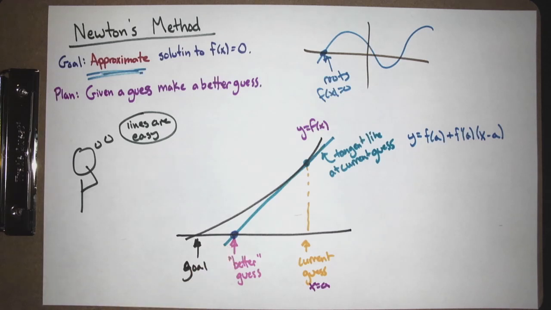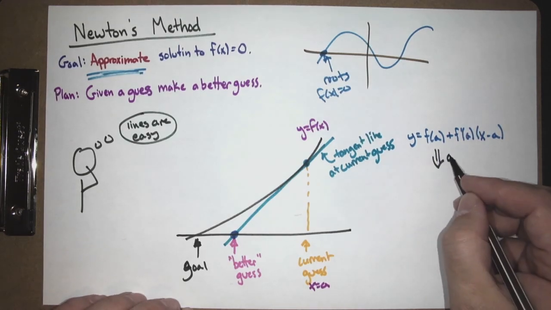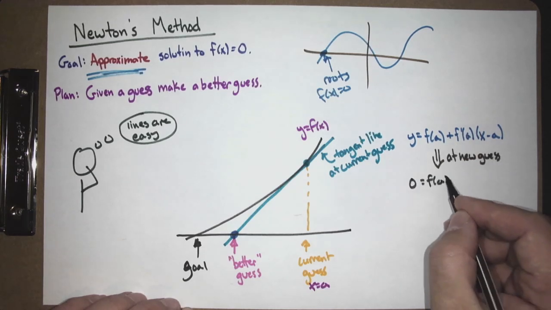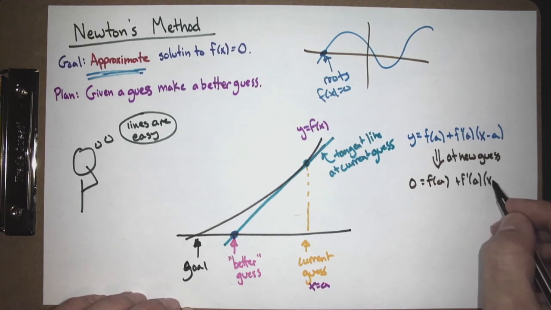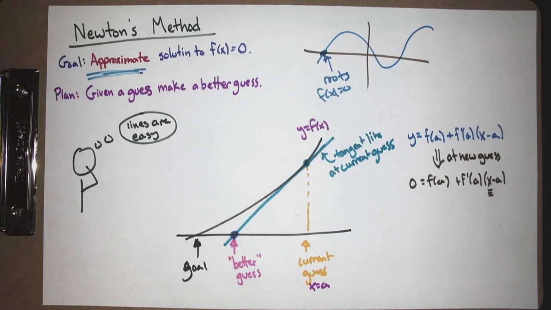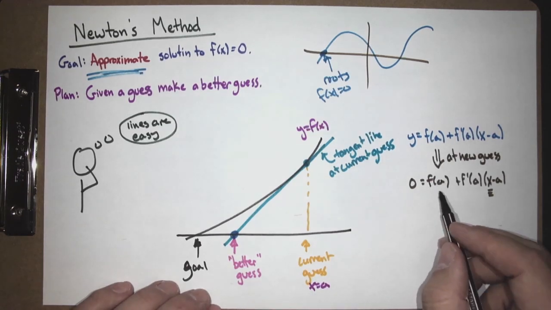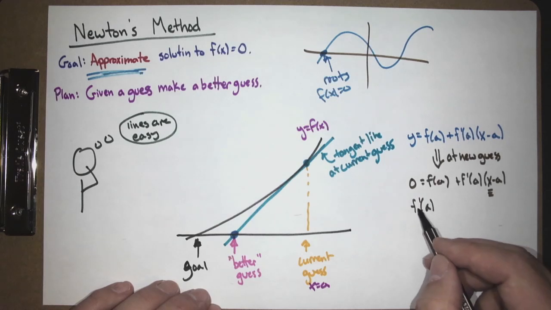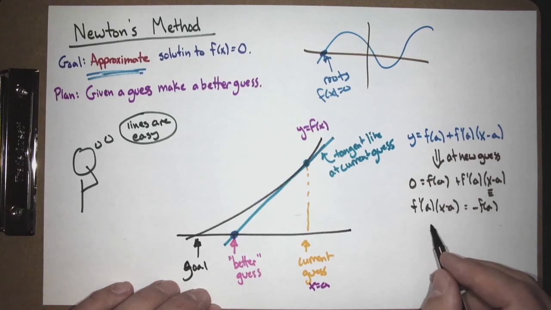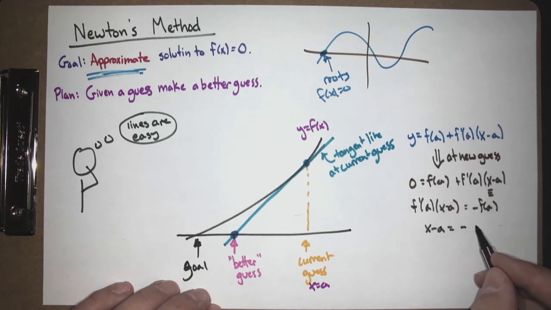Well, what's true about where our new guess will be? y equals 0. So, at our new guess, we'll have 0 equals f of a plus f prime of a times x minus a. Well, we're trying to get x. That's our new guess. So we do a little bit of moving things around. For instance, you can say that f prime of a times x minus a is equal to negative f of a. You can divide, say x minus a is minus f of a over f prime of a.